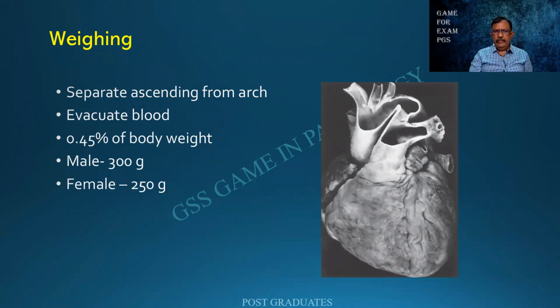Weighing the heart. After having separated and cut the great vessels as close to the heart as possible without damaging them, we weigh the heart. And as I mentioned earlier, the blood will have to be removed before we do the weighing. Normally, it weighs about 0.45% of your body weight. In the male, it is 300, and in the female, it is 250 grams.